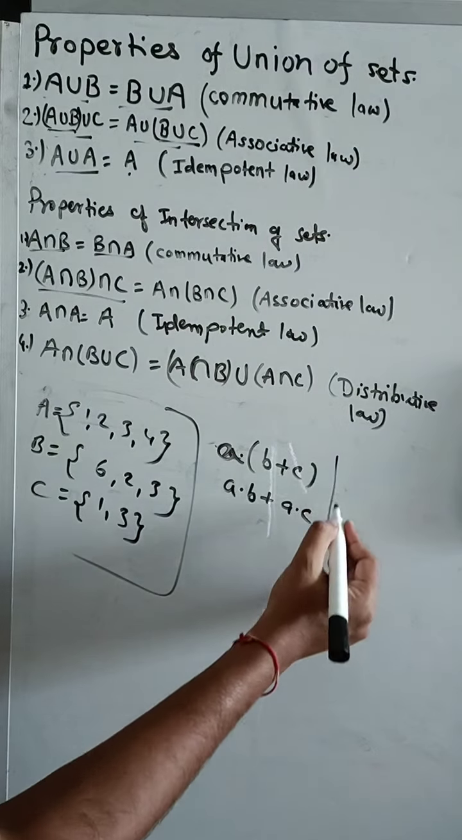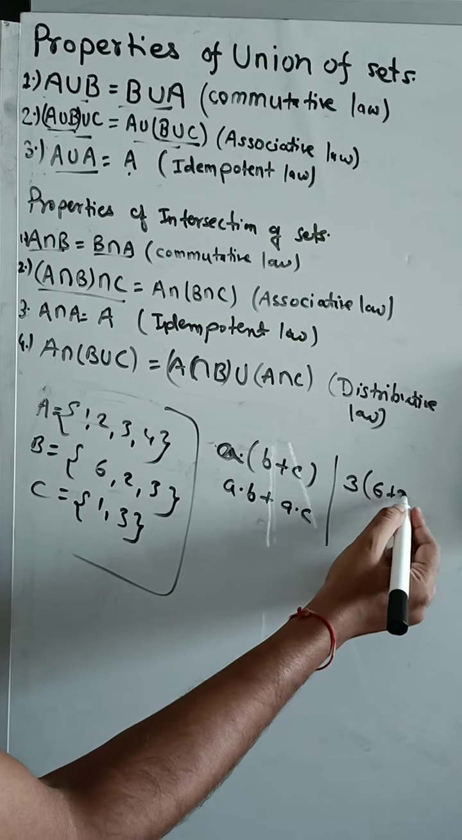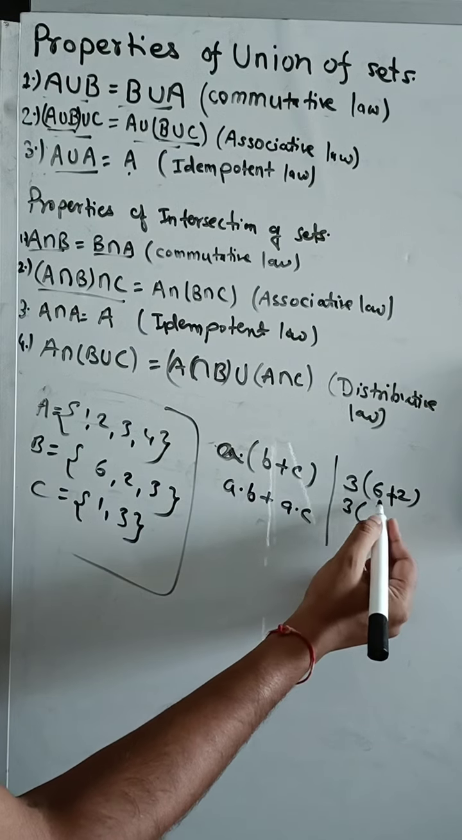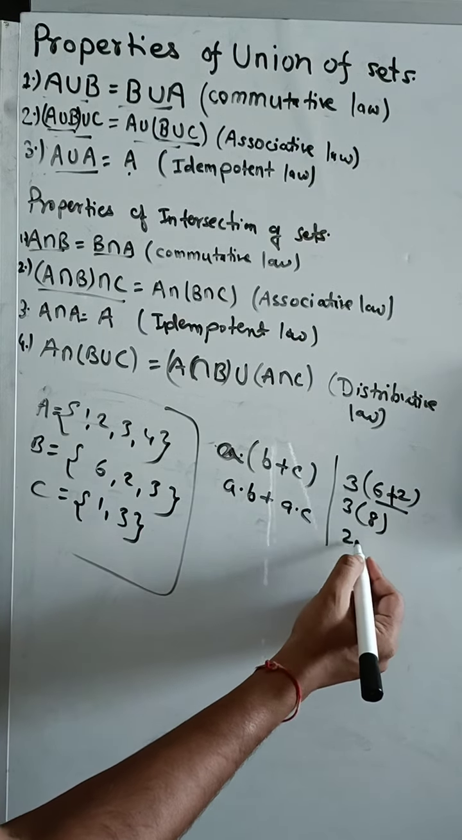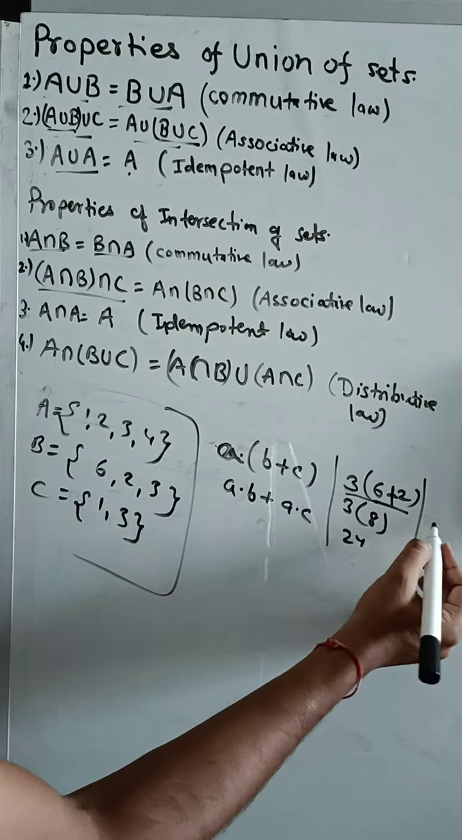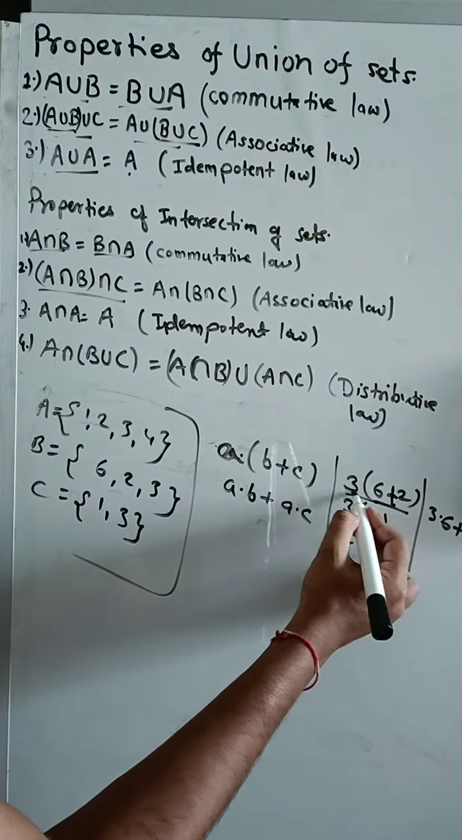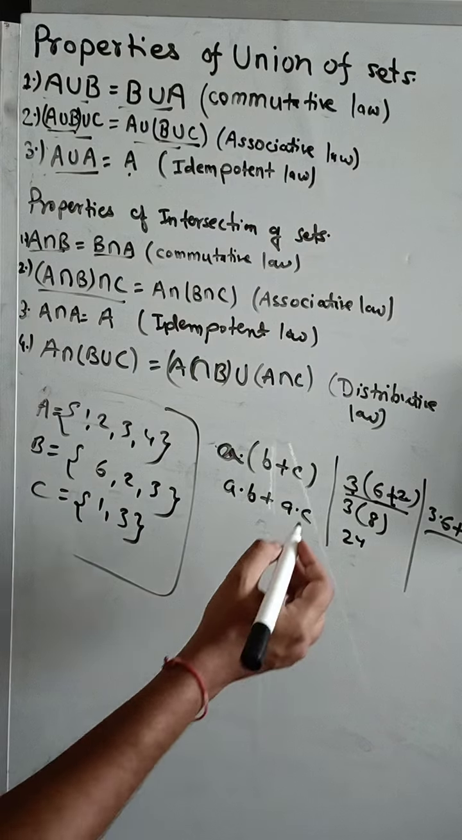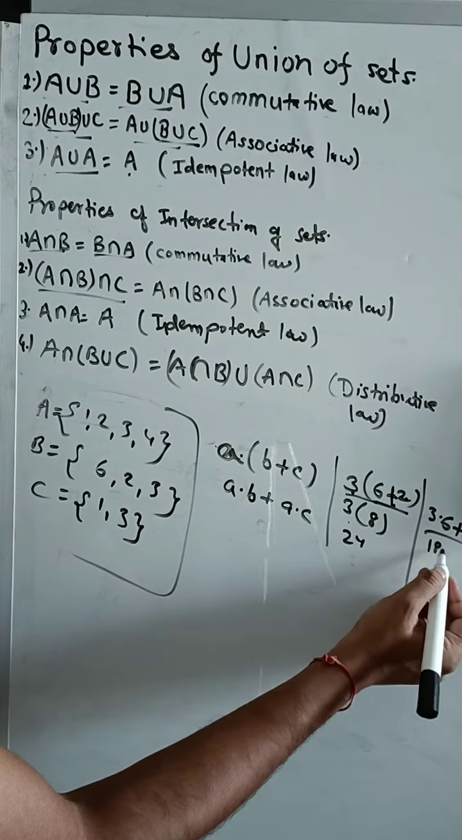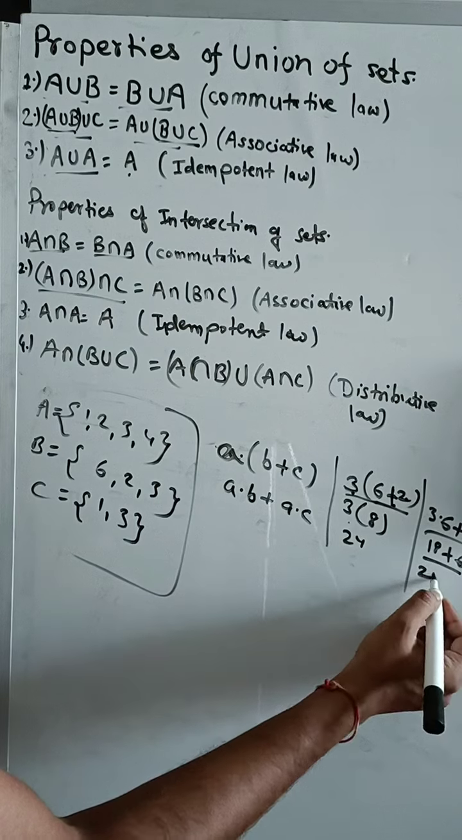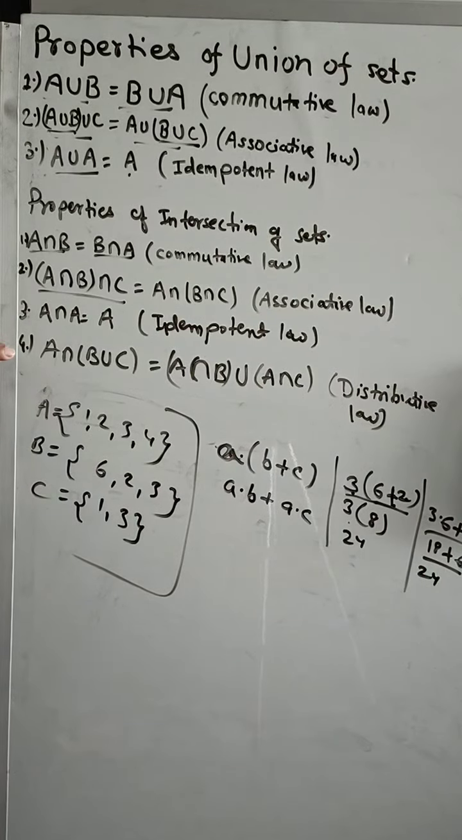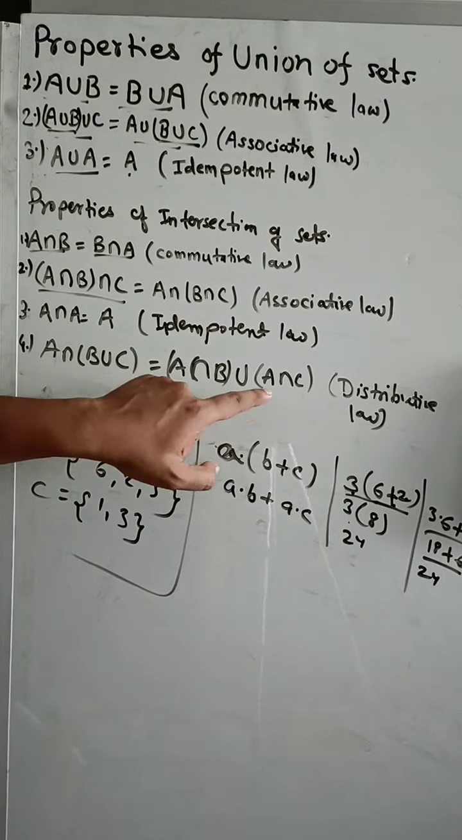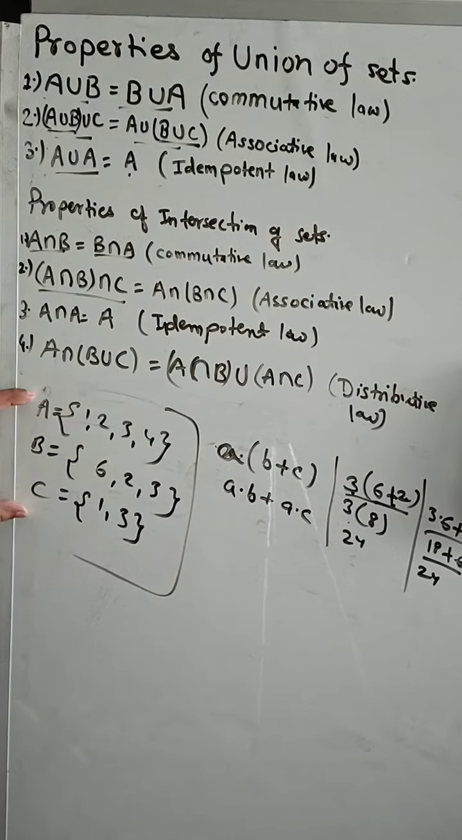Or if you want to understand this, 3 is there, and 6 plus 2 is there. What will be the answer? If you sum them, it's 8, and 3 times 8 is 24. And the other way you can do it is 3 times 6 plus 3 times 2. Now what I have done is used the distributive law, and then you calculate 18 plus 6, which is also 24. So similarly in sets also, A intersection B union C is equal to A intersection B union A intersection C. This is the distributive law.